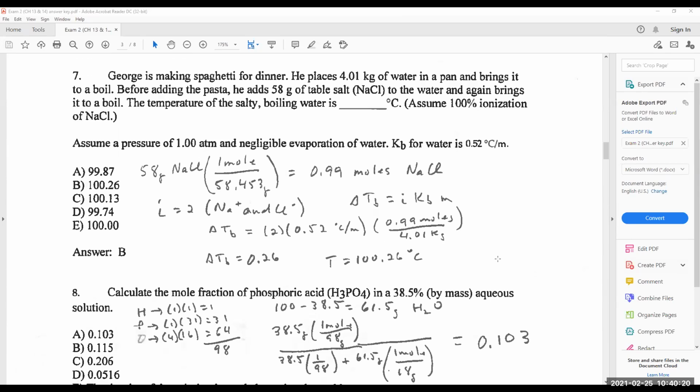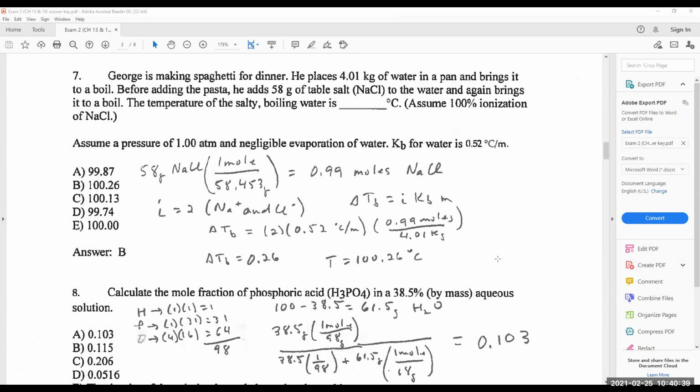Number 7, George is making spaghetti for dinner. He places 4.01 kilograms of water in a pan and brings it to a boil. Before adding the pasta, he added 58 grams of table salt, which is sodium chloride. Add that to the water and then brings it again to the boil.